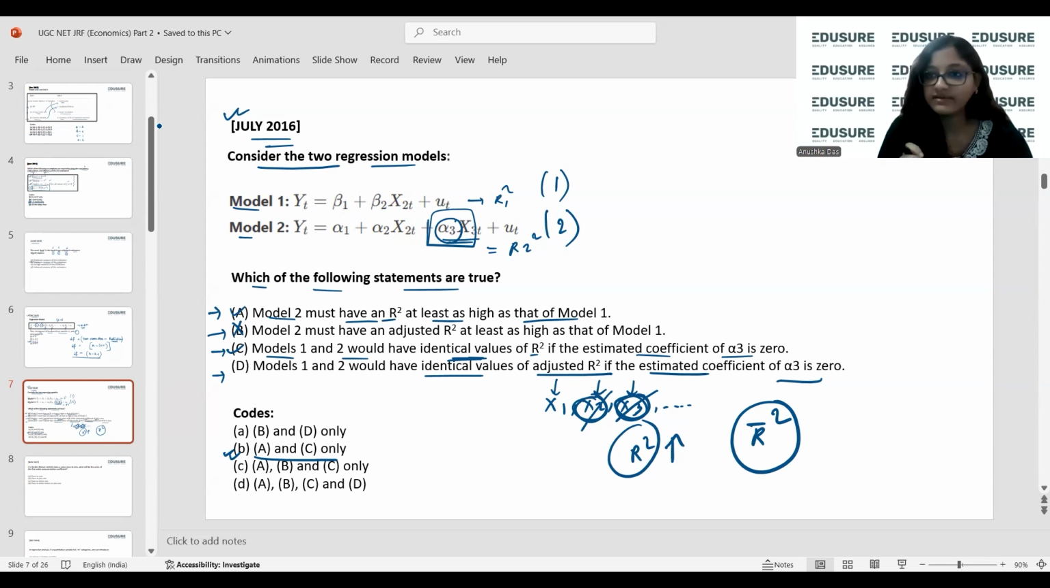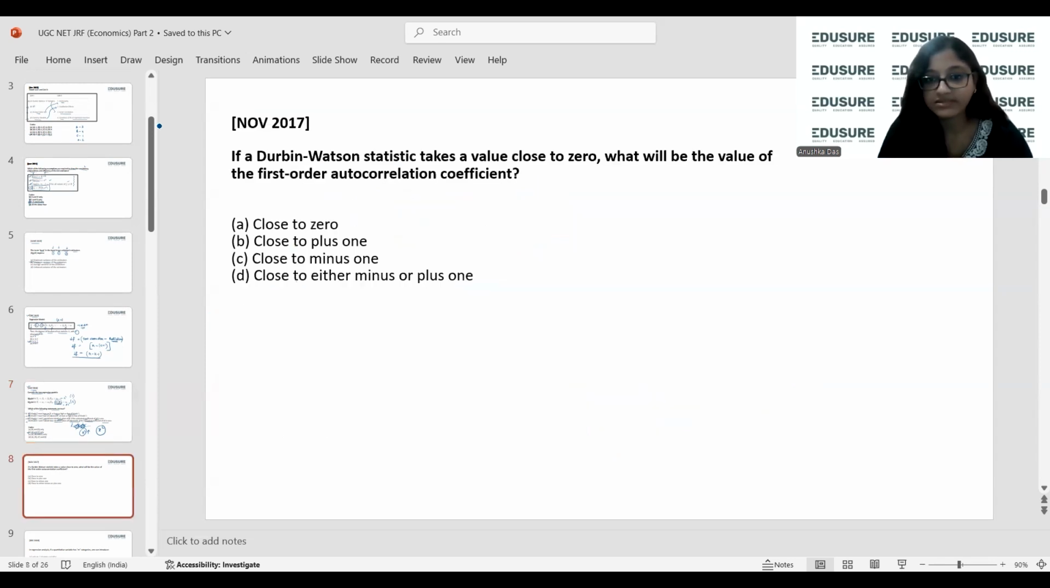So please understand, if you don't know the concept of R square and adjusted R square, please make yourself familiar with that, because this is a very important concept in econometrics. Next question, November 2017. If a Durbin-Watson statistic takes a value close to 0, what will be the value of the first order autocorrelation coefficient?